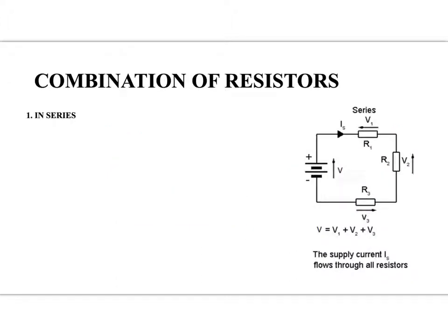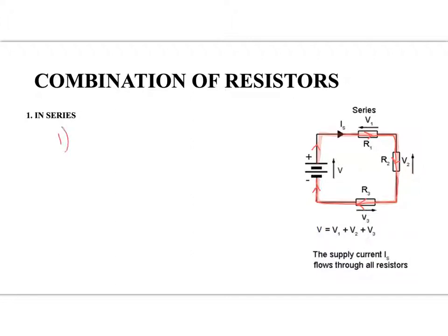Now let's see how the resistors are combined, first in series. If the resistors are on the same line, we can say that they are connected in series. We have here three properties. The first property is current. The current taken from the battery will pass through the first resistor, and then the second one, and then the third one, and come to the negative pole of the battery.